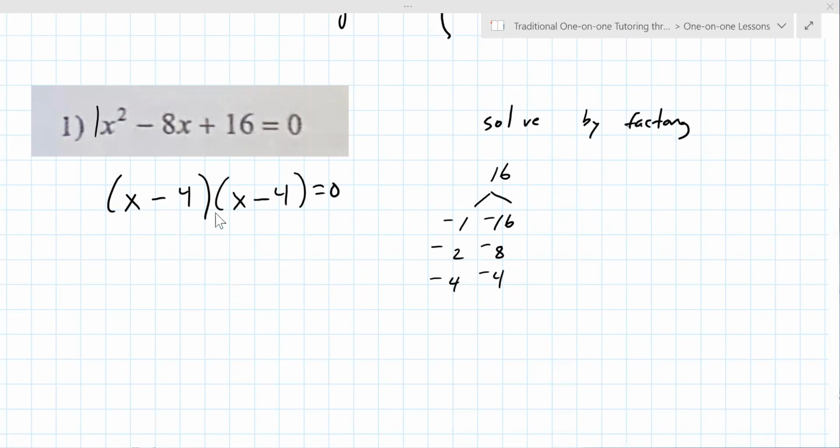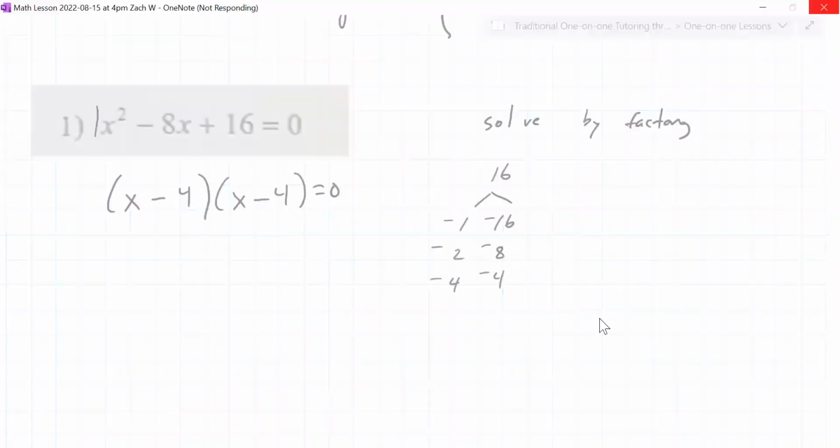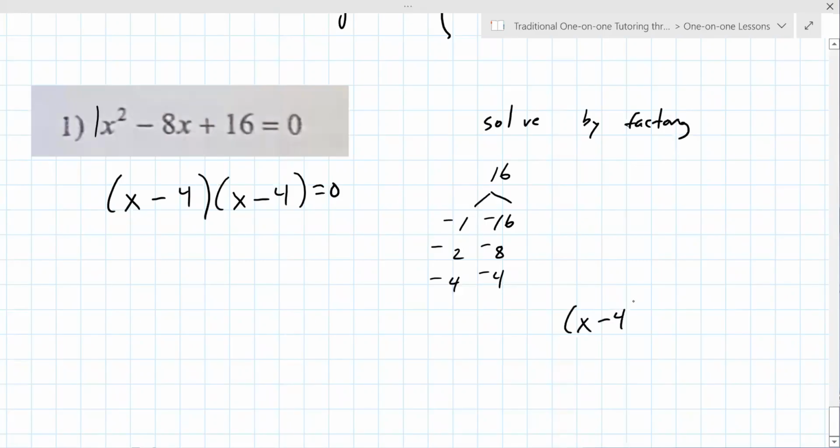So you can have two negatives and it won't make the entire thing a positive. If you were to FOIL this, we can do that off to the right here. Remember FOIL: x squared, then minus 4x minus 4x, plus 16. Yeah, that gets you back to the original. So FOILing is just showing evidence for the problem.